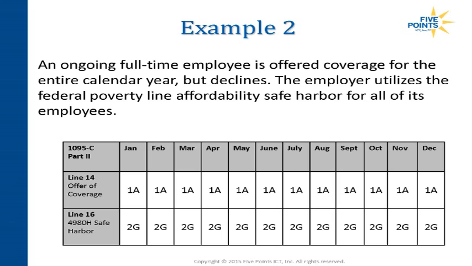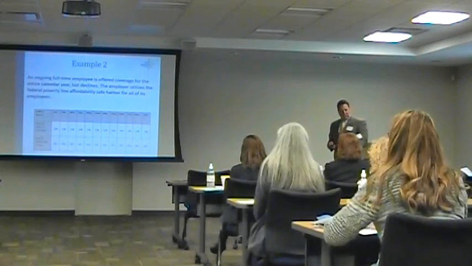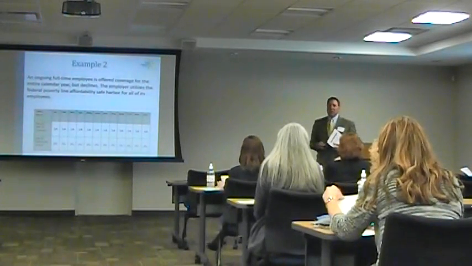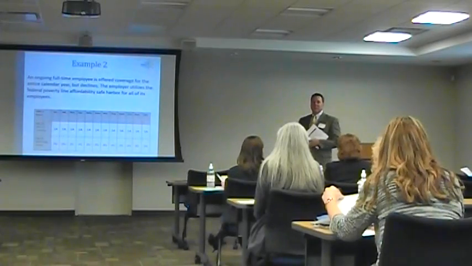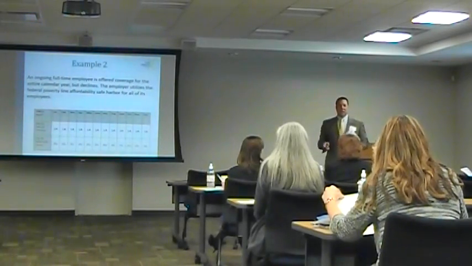So now what I want to do is show that I offered coverage. I used an affordability safe harbor. If you look at 2G, that's going to say that's based on the affordability safe harbor. That's the code specific to that one. So it shows I offered coverage.